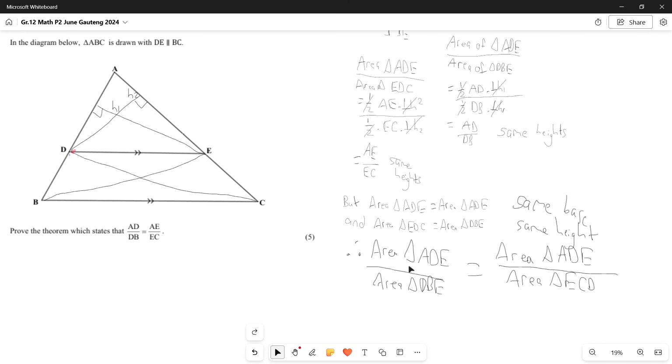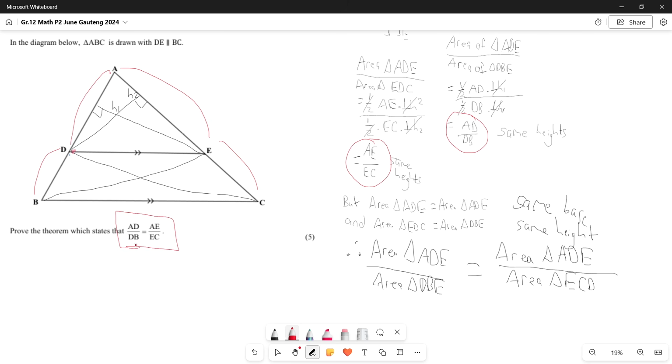Same thing here with the area of triangle ADE over area of ADE, which means that is the same, which means all that's remaining is just this AE over EC, which is AE over EC, equals this, which is AD over DB, and this is exactly the proof that we have over here.